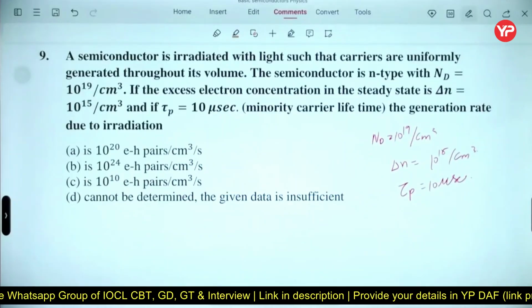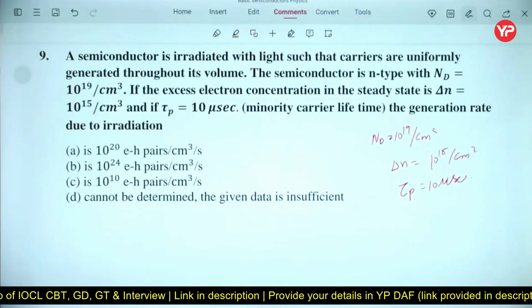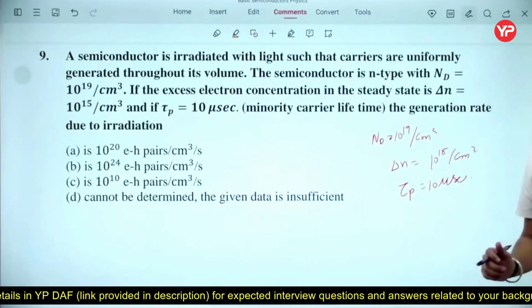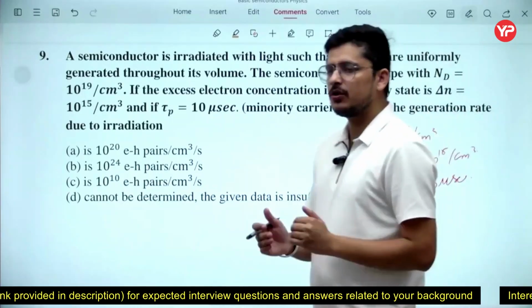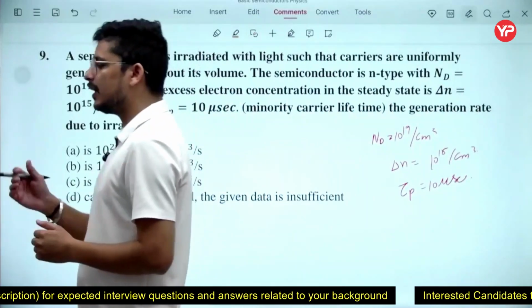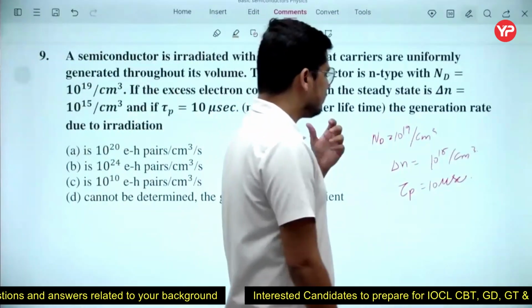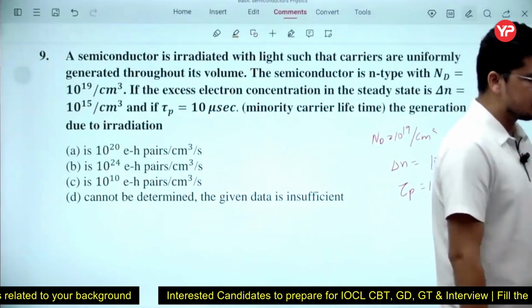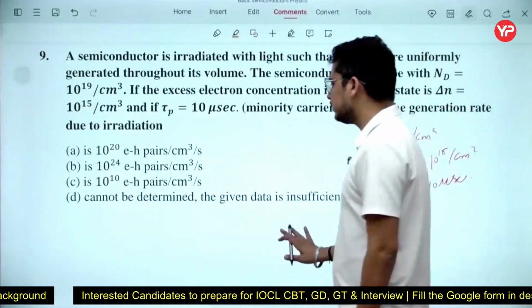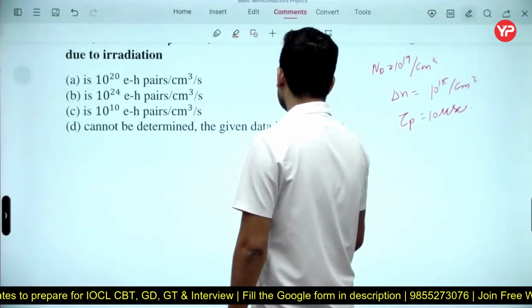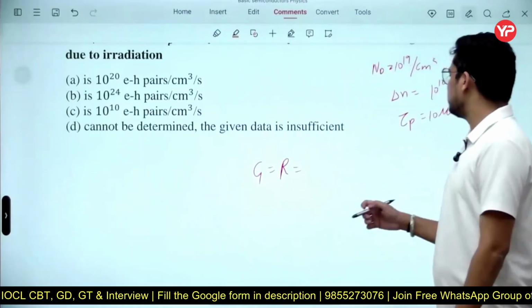See, whenever your semiconductor is in steady state condition, at whichever rate your electrons and holes are generating, at the same rate they recombine with each other. So always remember, at steady state the generation rate is always equal to the recombination rate. And generation rate means what?